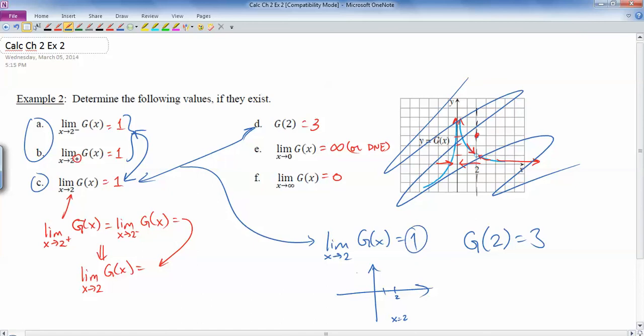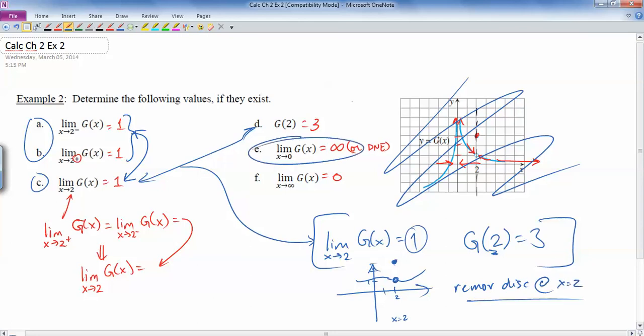It equals 1. So the closer I get to 2, from either side, the closer this function's value gets to 1. But notice at 2, it doesn't actually equal 1. It equals 3. 2, 3. Just like that. So what you can determine from these two pieces of information put together is that there is a discontinuity at x equals 2, and it's a removable one because it's just a hole right there. So removable discontinuity at x equals 2. That's something that we can get from this info.